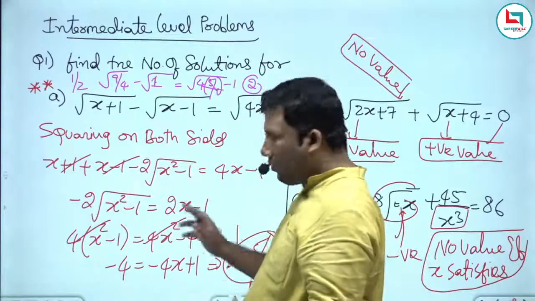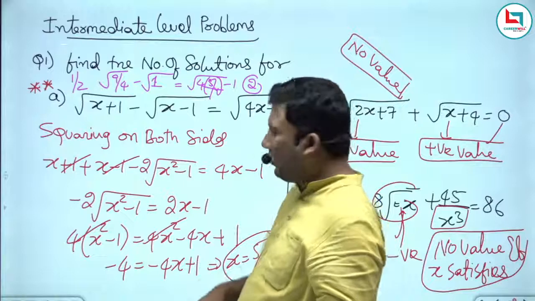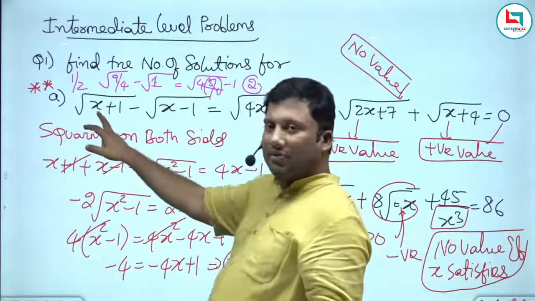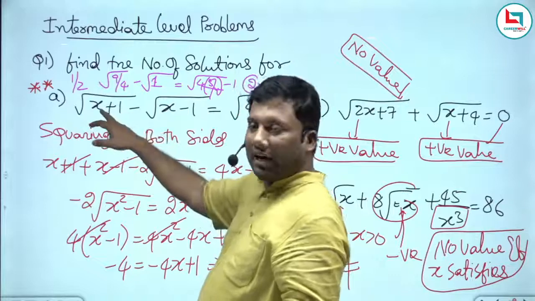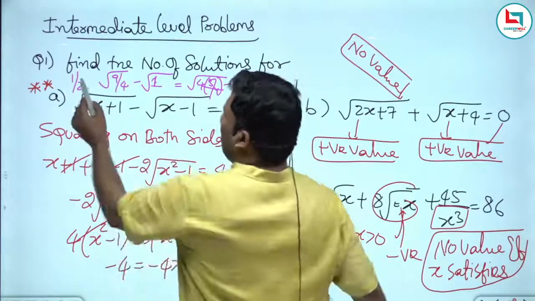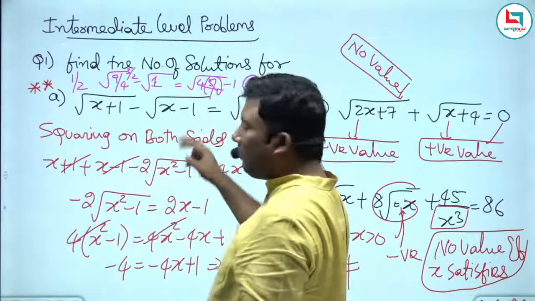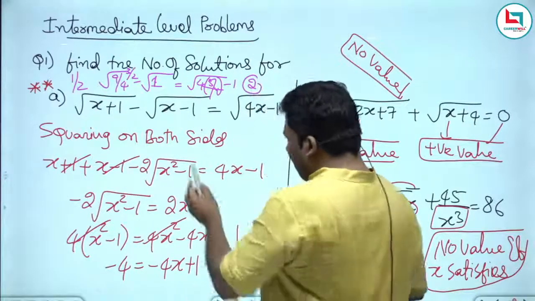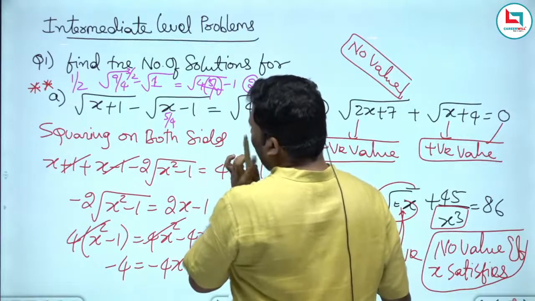They are not equal. Left hand side should be equivalent to right hand side to get the solution. I substituted x value 5 by 4. 5 by 4 plus 1, root of 9 by 4, which is 3 by 2. 5 by 4 minus 1, it is 1 by 4.